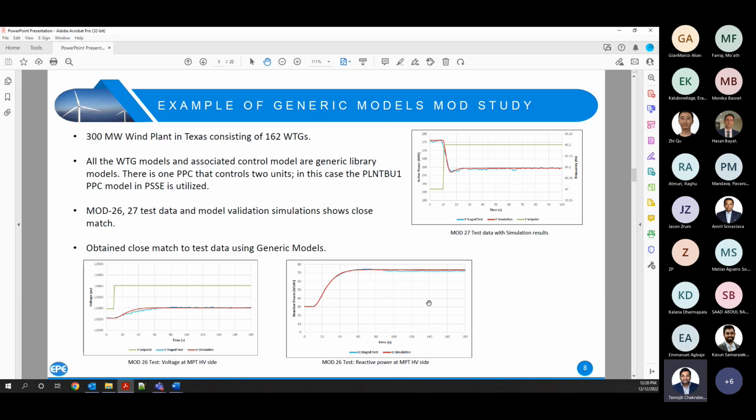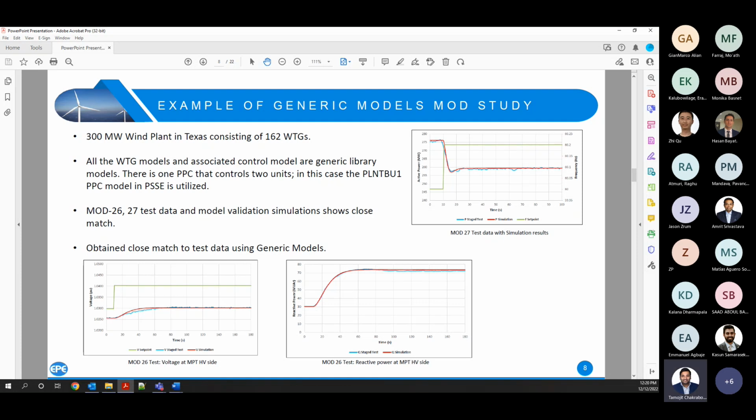Having said that, though, we have also done studies for NERC Mod 26, where this is a great example actually, where we have obtained a close match to test data using the generic models as well. You can see there were multiple units which had to be controlled by one power plant controller. And if you see the test and the simulation results, they're very close to each other.